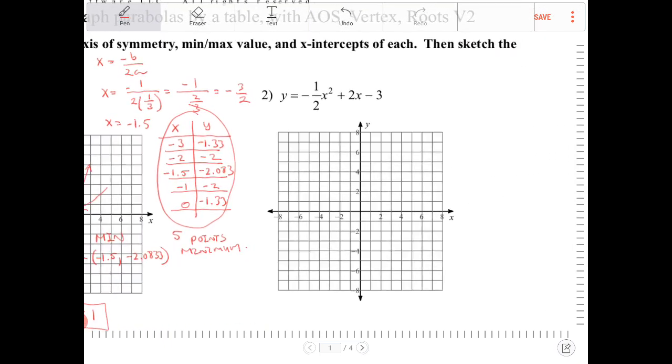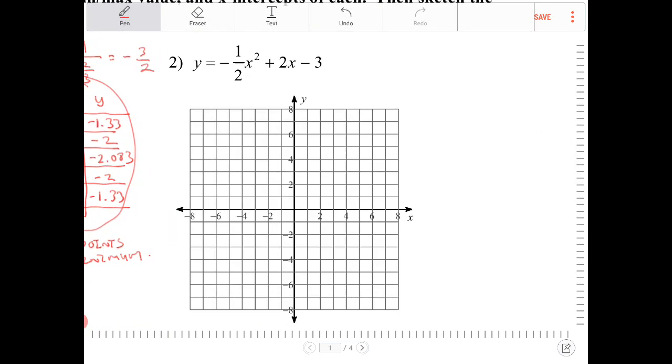This time, where the leading coefficient is negative. Okay, so we're going to attempt this again. So I know that x is equal to -b over 2a. So it's going to be -2 over 2 times -1/2. And if you go through the process here, this actually becomes just +2. So my axis of symmetry is going to be located at +2.